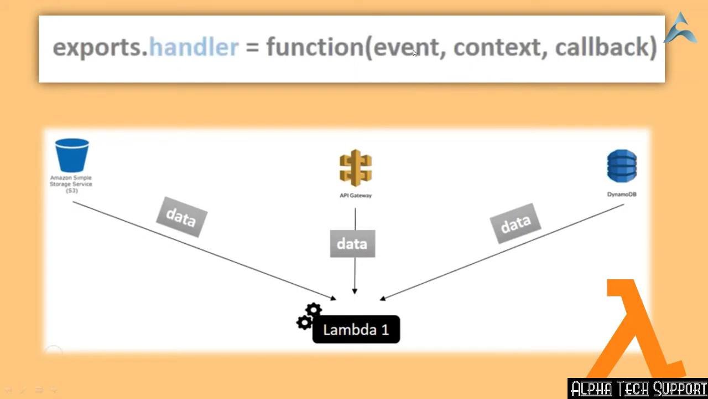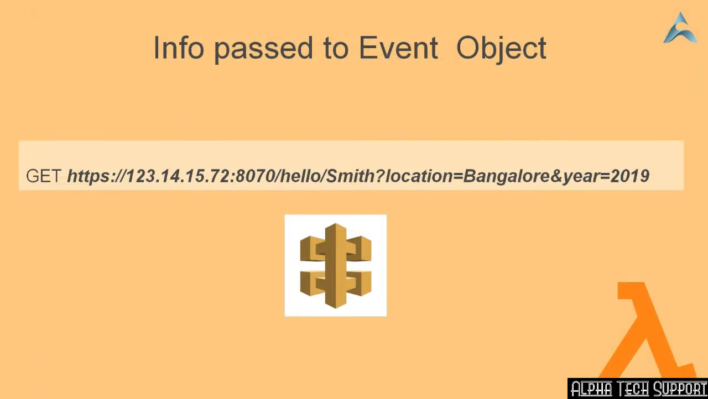Suppose information is passed to an event object like this. If we are using API Gateway for fetching some information in the form of variables, here this is the form of input. It is a GET request from an IP assigned to a location, associated with a query string which passes information like the name of a person, location equals Bangalore, year 2019.